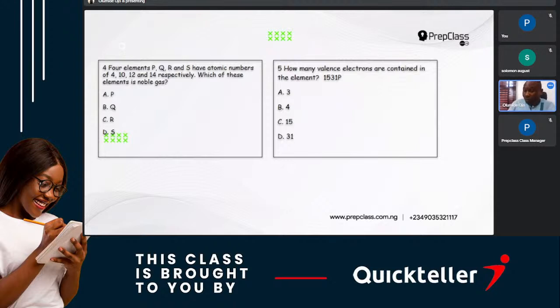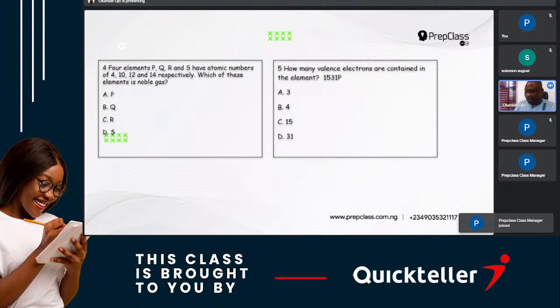Hello, Solomon. They don't react because they have obtained their octet and duplex structure. Yeah, correct. Thank you very much. So the reason why every element reacts is because they want to complete either the duplex 2 or the octet structure. So group 8, the group of helium, which is the noble gas, they already complete their 8. So they don't need any reaction again. So that's why they don't react.